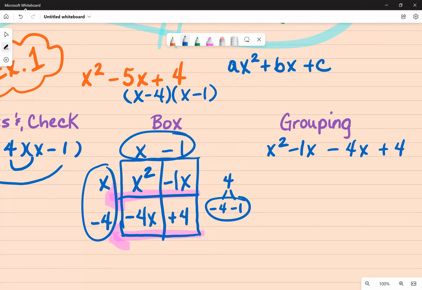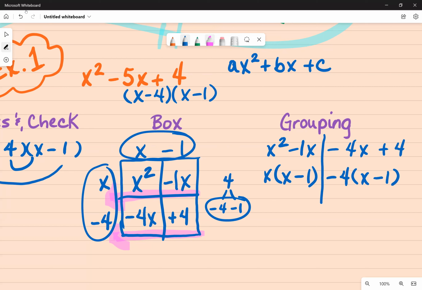The reason I'm saying that is because now when I'm grouping it, I'm going to group the first 2 and the last 2. So for the first 2, what do they have in common? Well, they both have an x. What's left over is once I divide x squared by that x that I just pulled out, I have 1x left over. -1x divided by that x that I just pulled out will leave me with -1. On the other side, I have to be careful. If I start off with the negative sign, I am going to bring out a negative sign, and it's going to affect that next sign. So I have to pay attention. What's left over when I divide -4x by -4 is simply x. What's left over when I divide +4 by -4 is -1.